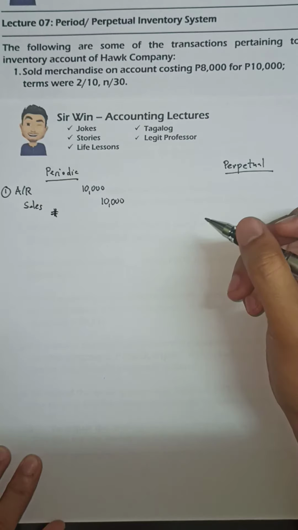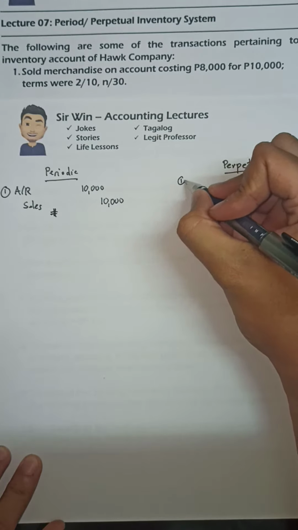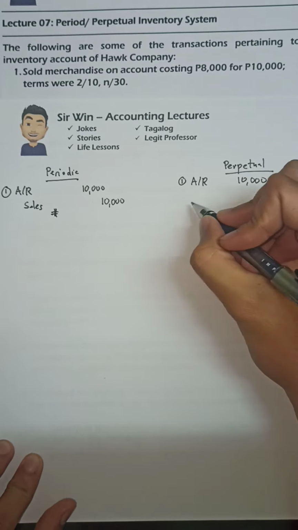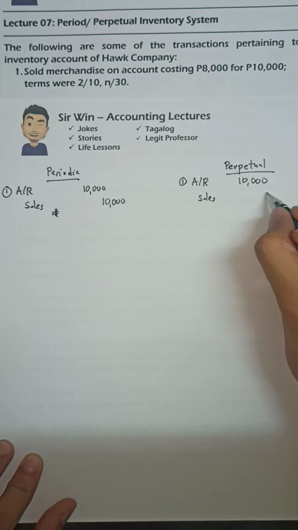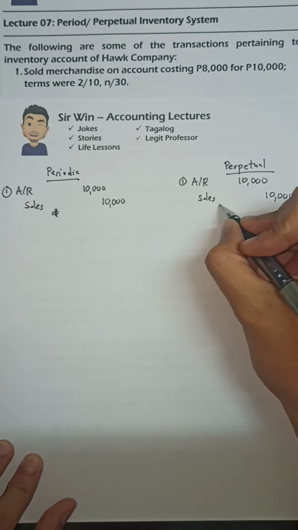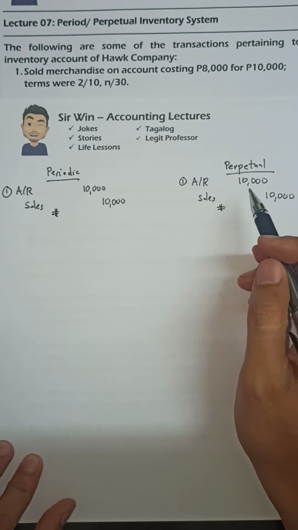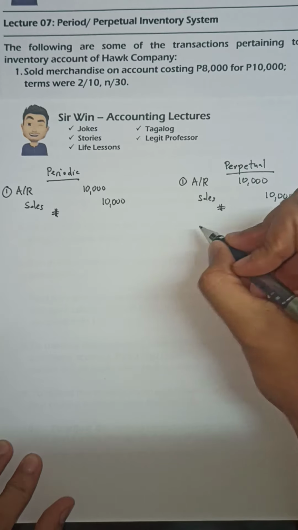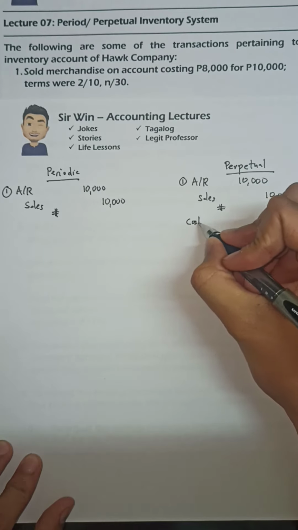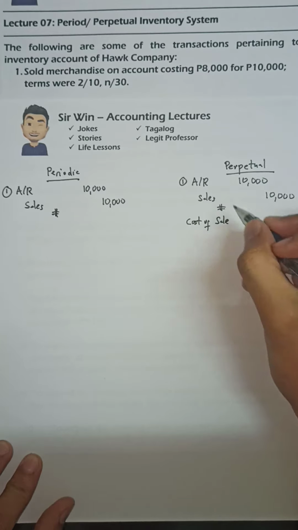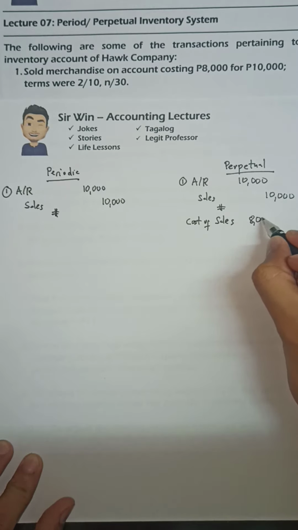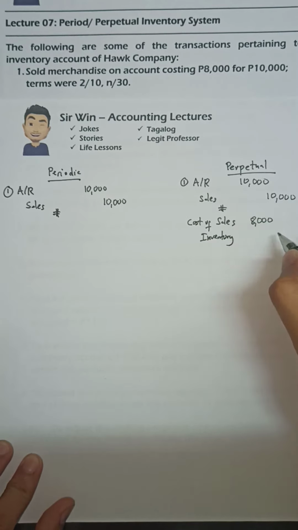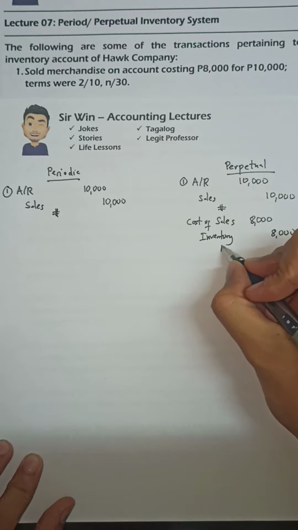At kung sakali namang perpetual, basically ganun din. We are going to debit accounts receivable for 10,000 and we are going to credit sales for 10,000 since that is the selling price. But then, minomonitor nga natin ang inventory immediately kapag perpetual dahil meron namang stock card. That's why may kasunod po siyang entry. We are going to debit cost of sales, okay, or cost of goods sold. In this problem, ang sabi, 8,000 yung value. And we are going to credit inventory or merchandise inventory. Okay? Also at 8,000. That will be our answer.